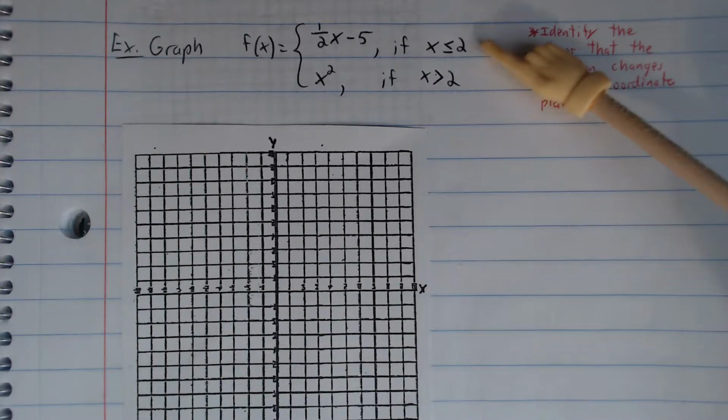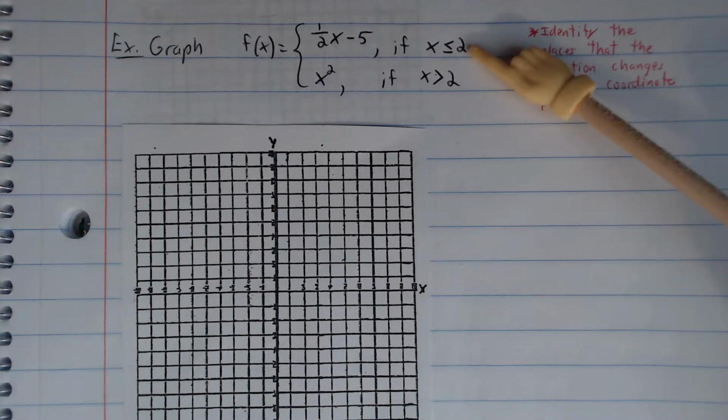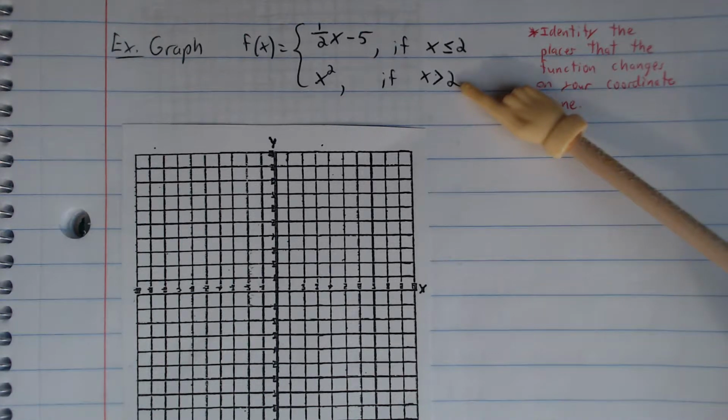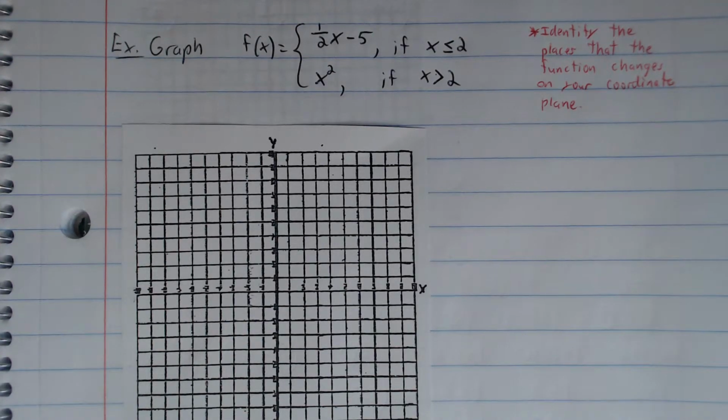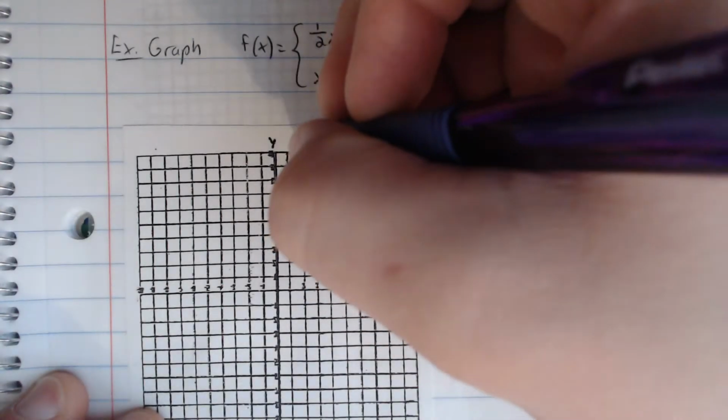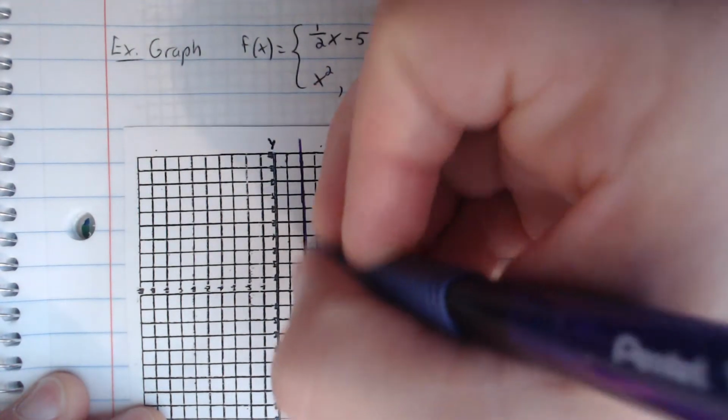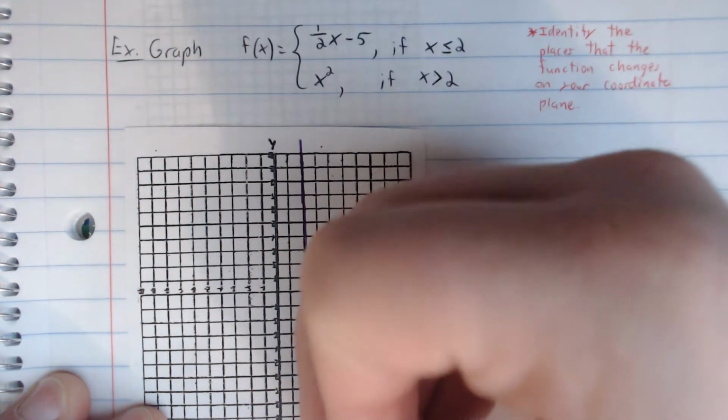Well, let's look at what our function says. Our restrictions give us 2 as our changing point, right? This is where we include 2. This is where we don't include 2. That's where things change. So I'm going to find 2 on my coordinate plane. Right now I have it in purple.